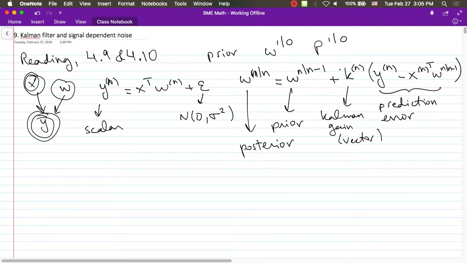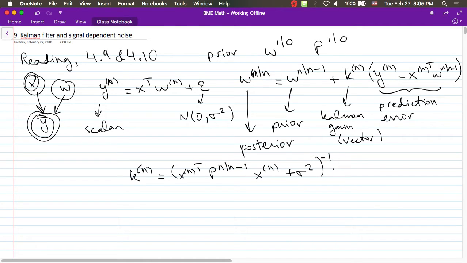So we derived what was k. We said that we want to find the vector k so that after we estimate our posterior, our uncertainty about the posterior will be as small as possible. And so we found the k that minimized the trace of the posterior of our estimate. And that k was the ratio of two things. On the denominator, we had the uncertainty about our measurement. So you look at this measurement equation here. Its variance is x of n transpose, uncertainty p of n, n minus 1, x of n, plus sigma squared. So that's my variance about the measurement.